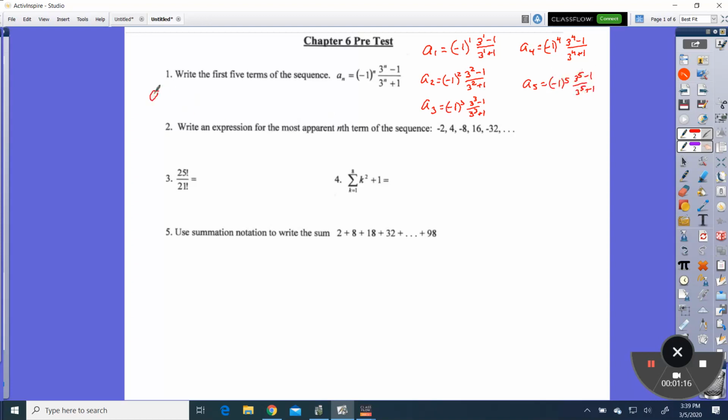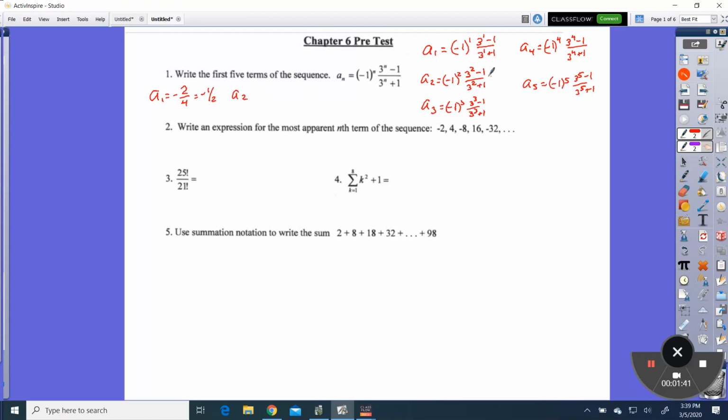So if I look at A1, negative 1 to the 1 power, so basically negative 1 to any odd power is going to be negative. Negative 1 to an even power will be positive. So this term is going to be negative. So 3 to the 1 power is 3 minus 1 is 2. 3 to the 1 power is 3 plus 1 is 4, so that reduces to be negative 1/2.